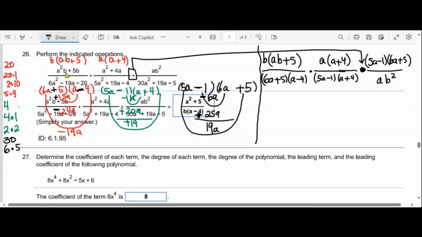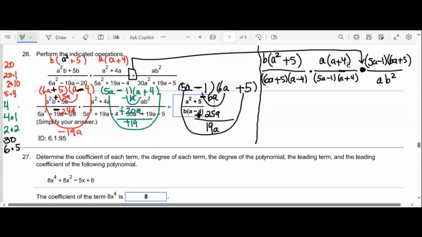Correct? I'm sorry, there is a mistake here. We took the b outside, so there is no b here. It's going to be only a, correct? A squared, right? So this one is b a squared. Up to you, is it clear? Yeah. Now, we need to erase the b on the right side. The ab squared. I think we need to erase the ab squared, right?